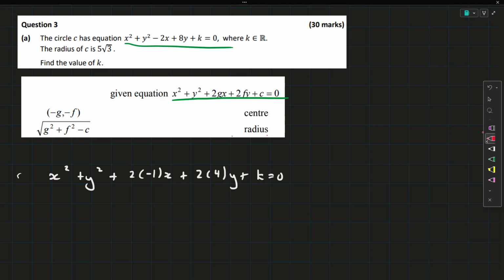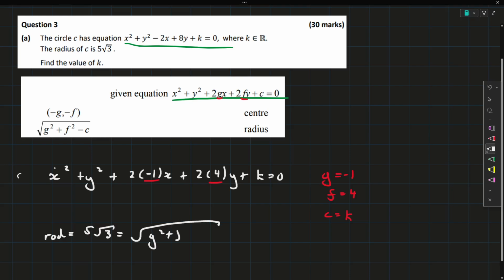Because now you can compare. So we have 2 times minus 1x, and here we have 2 times gx, so it means that g is equal to minus 1, and then we have 2fy, so our f is 4, and then our c is just equal to k. We need to figure out what k is, and they tell us about the radius. We're not told about the center, so we'll use the radius.